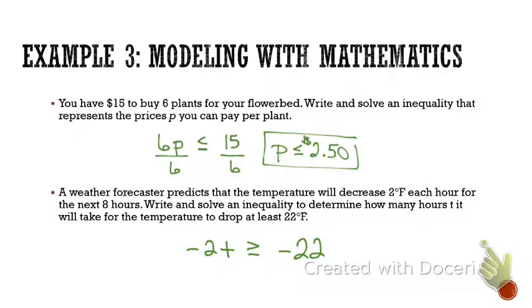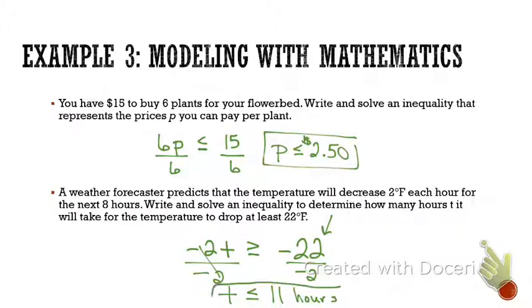So here's where it gets interesting, because look what's connected to my variable. And you have a problem just like this on your homework, just different numbers. I need to divide both sides by negative 2. And what happens is now my answer switches. T is less than or equal to 11, and remember what T stood for, hours. So what we're saying is, if it's dropping 2 degrees per hour, and it needs to drop at least 22 degrees, it's going to take 11 hours, right? That makes sense. It's going to take at least 11 hours.